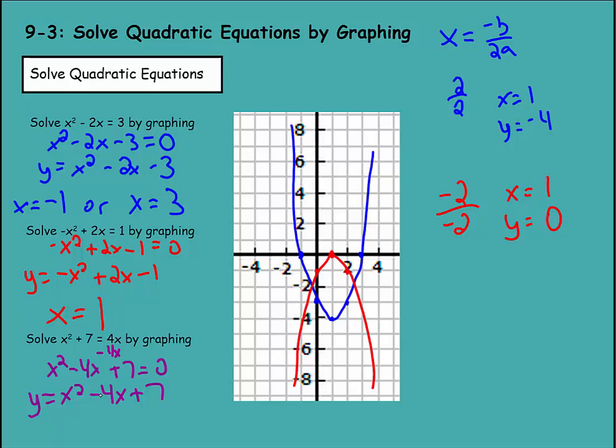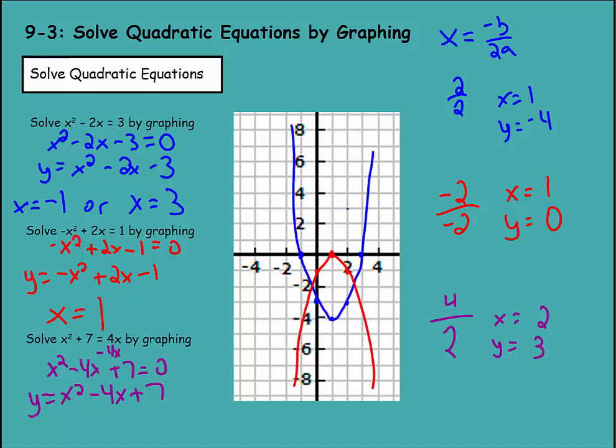Let's find the vertex for x by solving the formula. So that'd be negative b, so negative negative 4 is positive 4, over 2 times a, which is 2 times 1. 4 over 2 equals 2, so the vertex for x equals 2. Plugging that in, 2 squared is 4, minus 4 times 2 is 8, so negative 4, plus 7 is positive 3. So when x is 2, y equals positive 3.